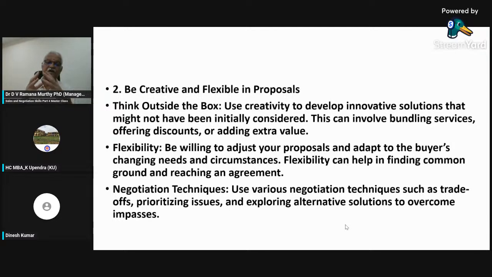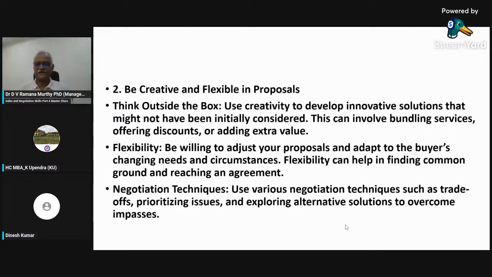So it is the responsibility of the salesperson. So think outside the box creatively. Then this approach can involve bundling services, offering discounts, I mean, adding extra value to the products in question, services in question, and always be flexible. Don't be rigid because buyers' changing needs are there.